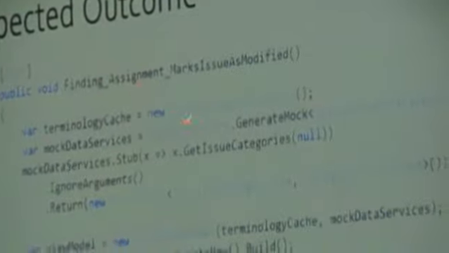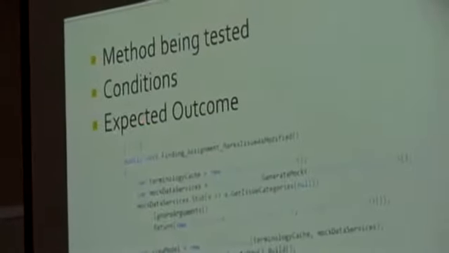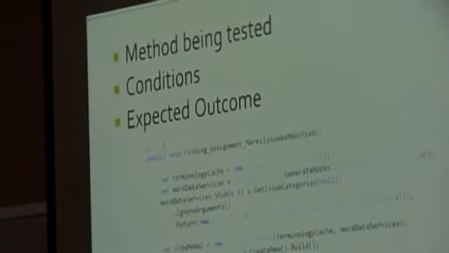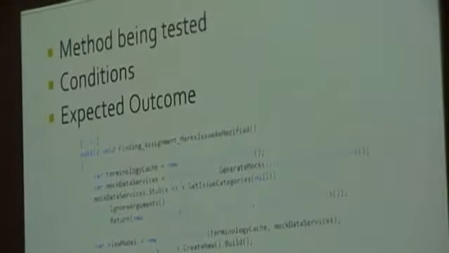Next, include any conditions, any preconditions for your test. So what we're doing here is just assignment. Finally, end up with your expected outcome. So we're going to say that when we do an assignment, it marks the issue as modified.